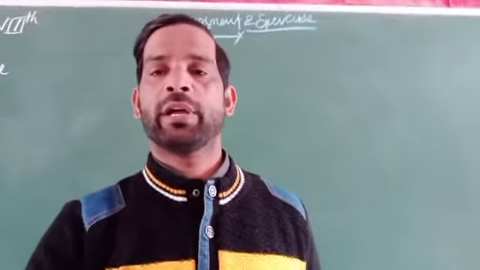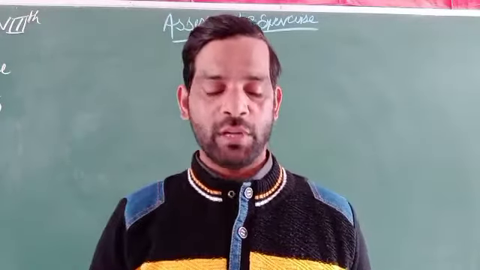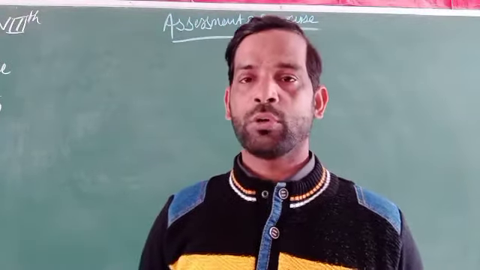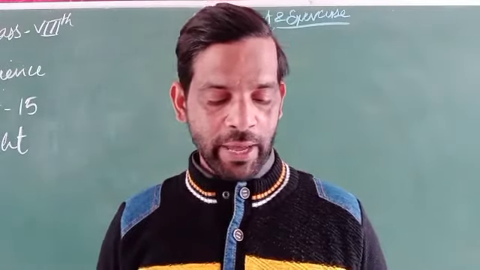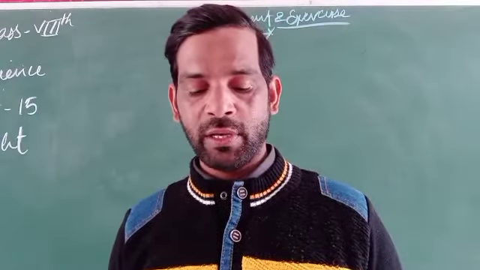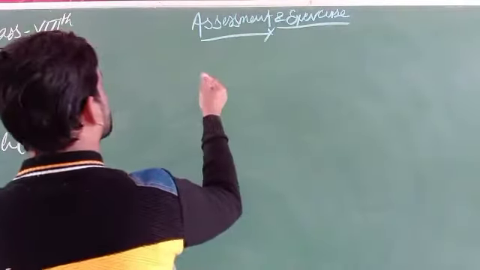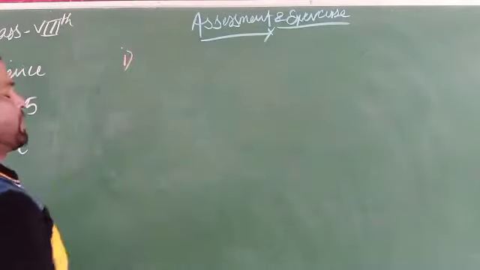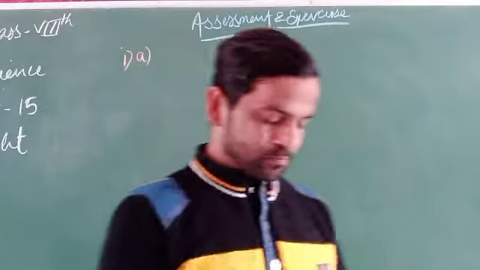Class 8, we will discuss the assessment and exercise given in the book, in which the first one is multiple choice questions: tick the correct answer. The first one: the angle between an incident ray and the normal is 30 degrees. The angle between the incident ray and reflected ray will be, if the incident ray is equal to the reflected ray, then there will be the option 30 degrees. So A is the right answer.